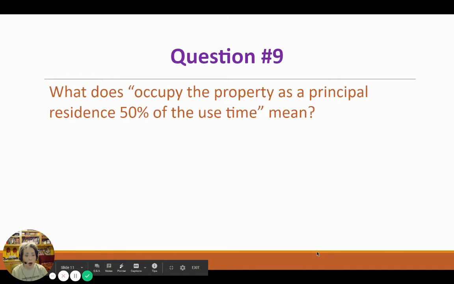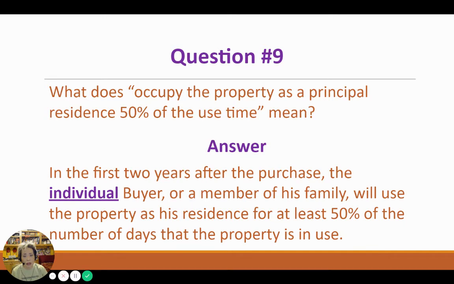Question number 9. What does occupy the property as a principal residence 50% of the use time mean? The answer is as follows. In the first 2 years after the purchase, this individual buyer, mind you, it has to be an individual buyer, not a corporate buyer. If this individual buyer or a member of his family will use the property as his residence for at least 50% of the number of days that the property is in use, then it will qualify.